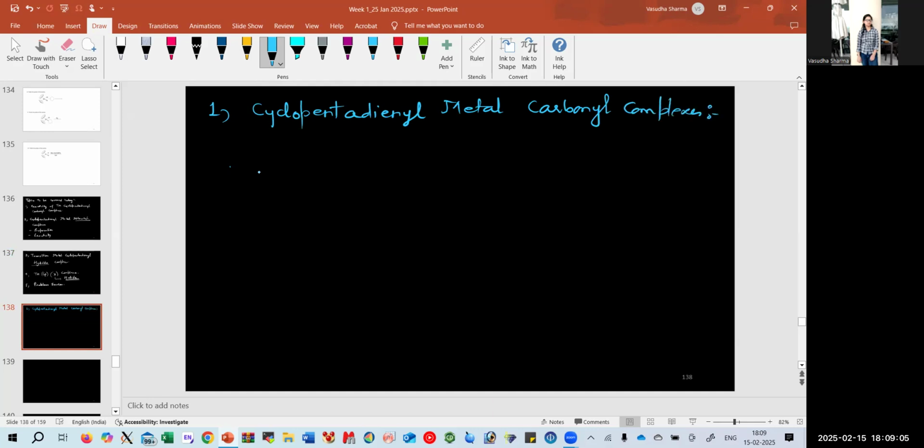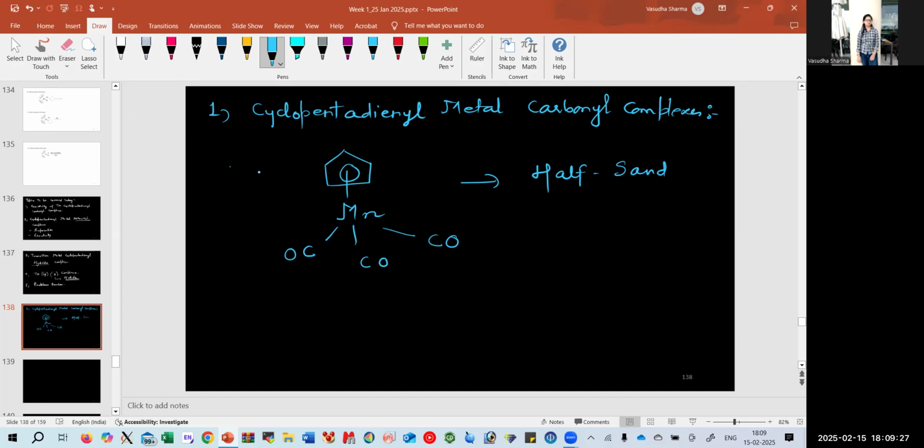Say, for example, you have a manganese complex which is bound with your CP group. It can be CP, it can be substituted cyclopentadienyl, and other ligands are carbonyl. So this is one type of cyclopentadienyl metal carbonyl complex, and these are called half sandwich complexes. This we have already discussed, because on one side it has a CP group, and on the other side there is another group which is carbonyl. It could be nitrosyl also, it could be hydride also, and those complexes are known as half sandwich complexes because they are not fully sandwiched between the two CP rings.